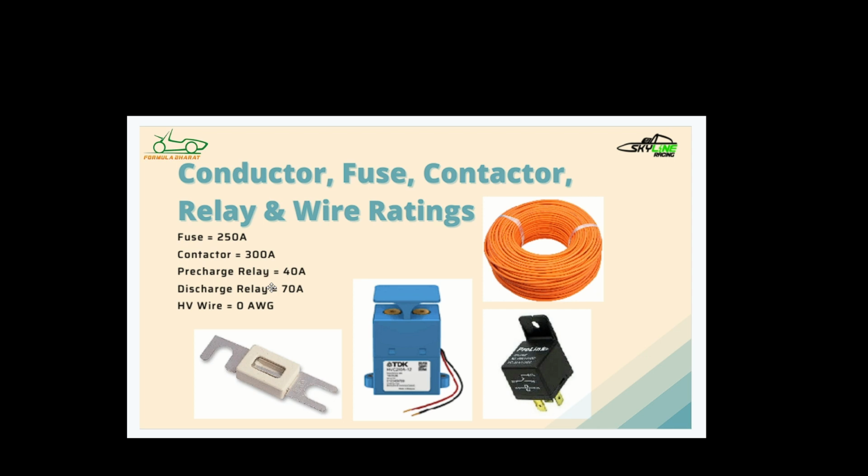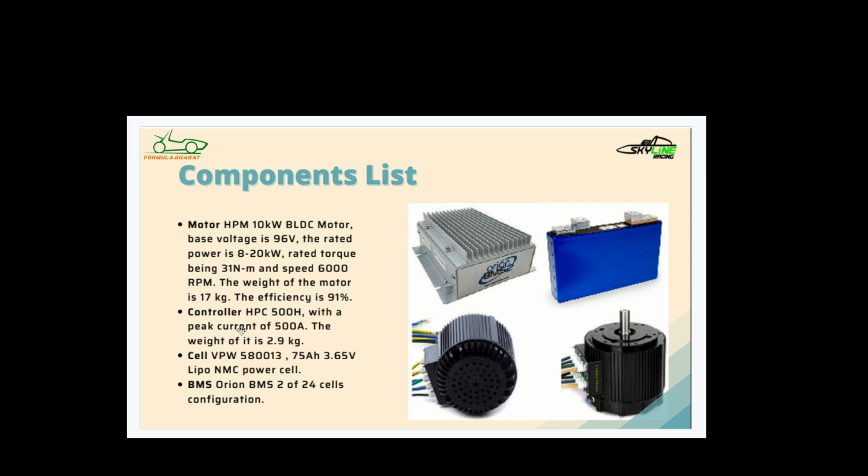So these are the various components. HV components mentioned over here: the fuse, particularly 250 amperes, contactor 300 amperes, high voltage wire, whose thickness is around 0 AWG. The component list we have already mentioned: the motor is the HPM 10 kilowatt BLDC motor, the controller is the HPC 500H series, the cell we have selected is a lithium polymer NMC power cell, and the BMS is Orion BMS, consisting of a 24 cell configuration.